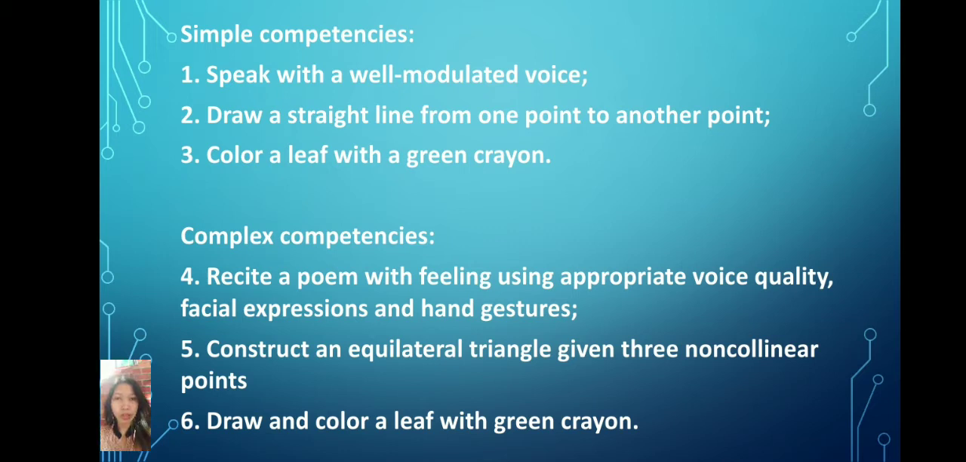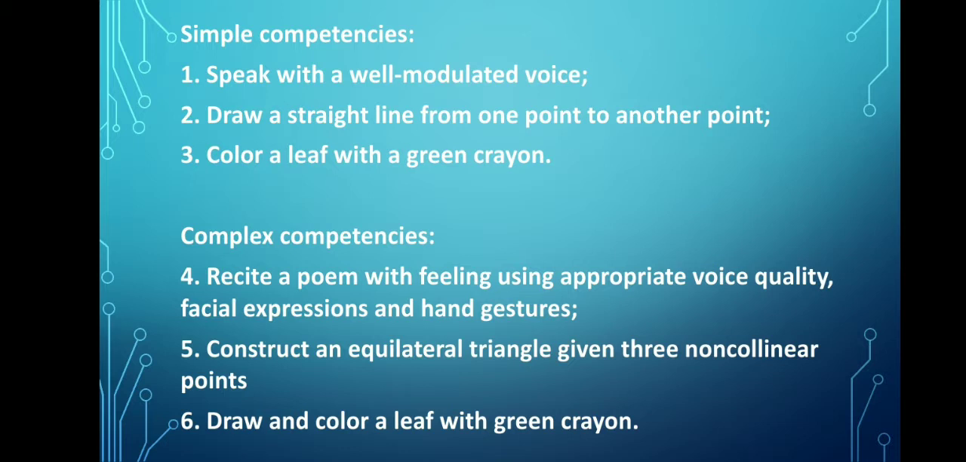So we have here the simple and complex competencies. Let's talk first about the simple competencies. We have a list of examples here. First is to speak with a well-modulated voice. Second is to draw a straight line from one point to another point. And the third is to color a leaf with a green crayon. These examples are simple to do, and even a child can do this.